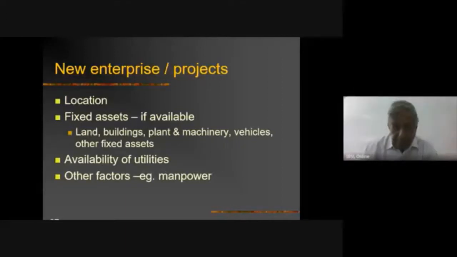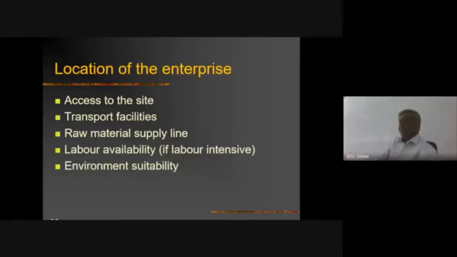We see the location of the enterprise. First of all, location. Access to the site: whether you have good access to the site. Maybe from the main road it may be about 500 meters interior. So there should be a good access. Maybe you want to establish a garment factory there. In the case of a garment factory, you have to bring the raw material in containers, and send out the finished goods, that is garments, in containers. So the access road should be sufficient for a container to come to the land, unload, and then turn and come back.